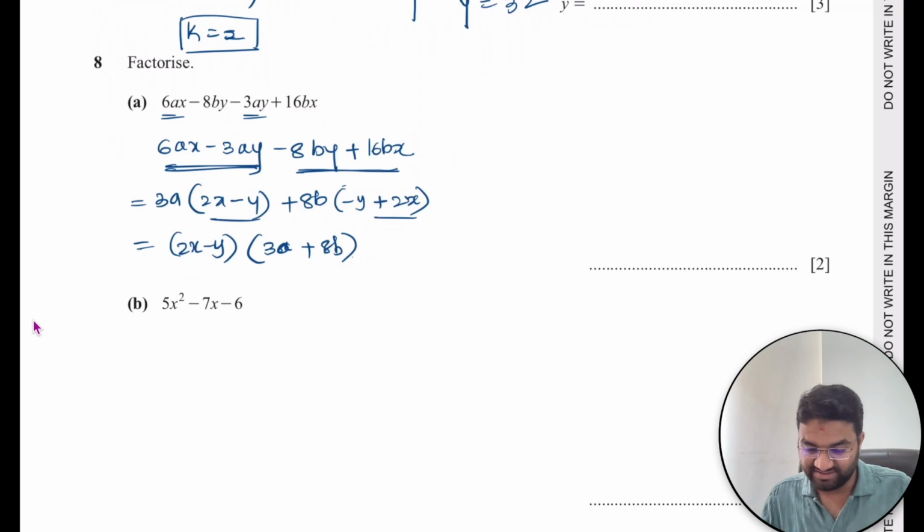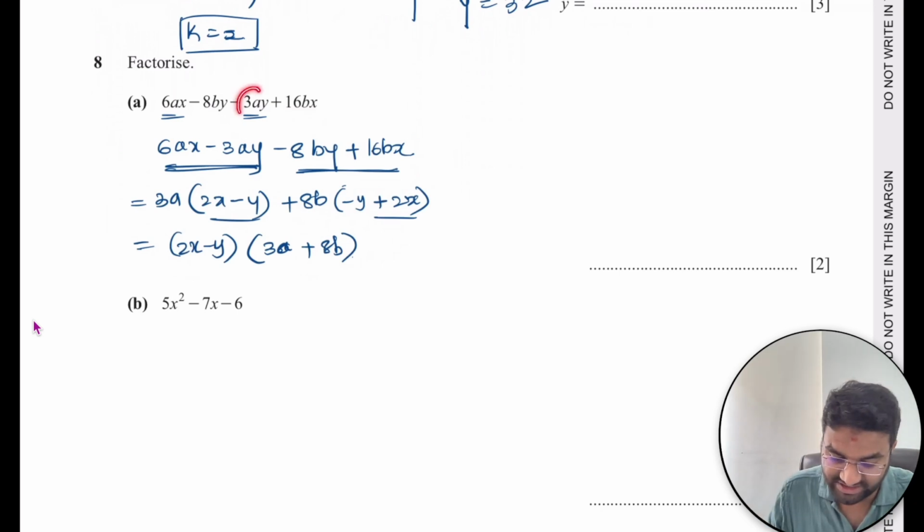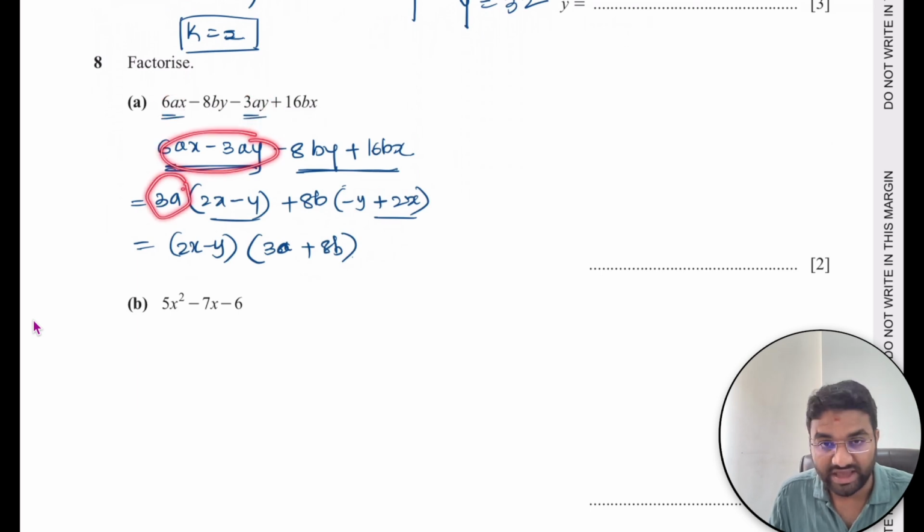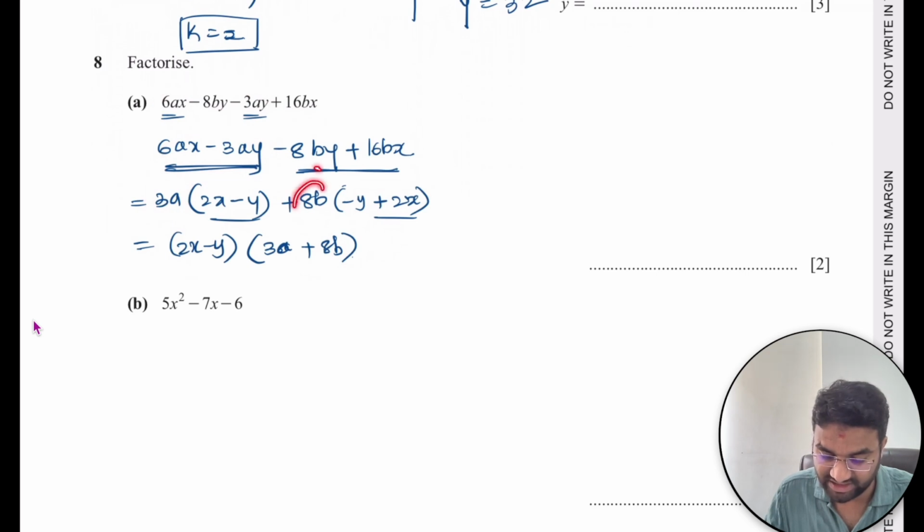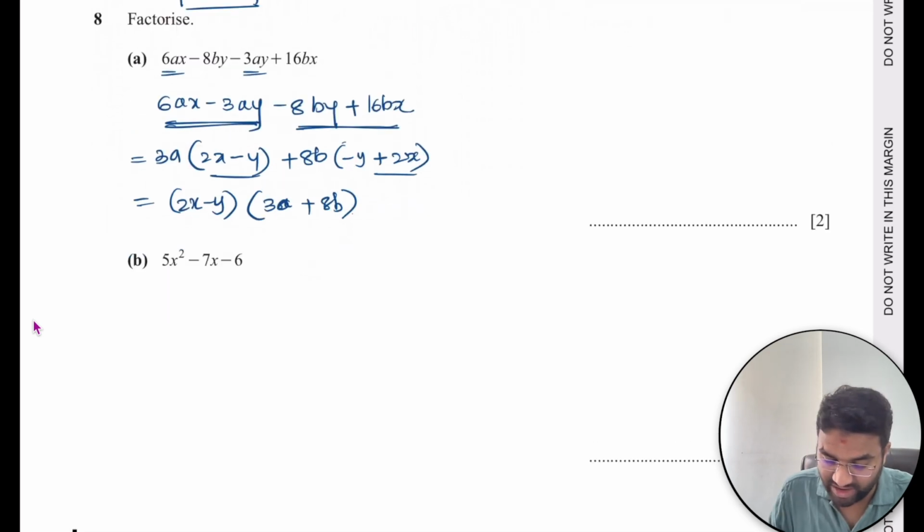Now in this part they have jumbled it up. So firstly rearrange this 6ax and minus 3ay. From the first part you can take out 3a common, and here you can take out 8b common. Then you have a quadratic equation. Here calculator is not allowed. So you have to use either the quadratic formula, splitting the middle term, or the completing the square method, whichever you find easy. But for factorization, the best method is splitting the middle term.